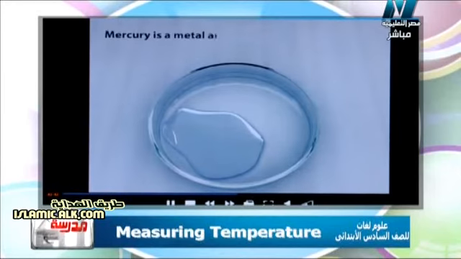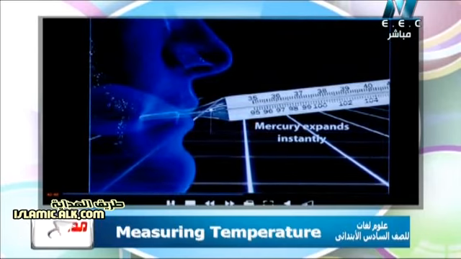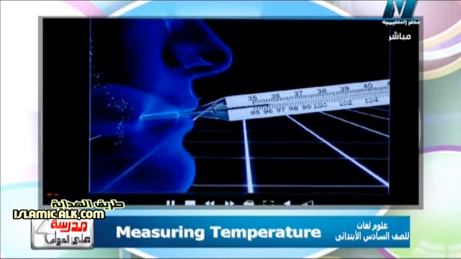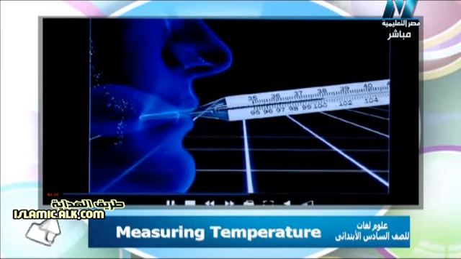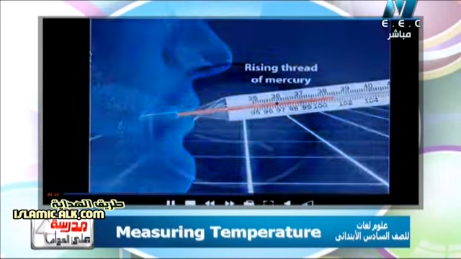Number one, or the first reason: mercury is a metal and thus it's a good conductor of heat. Being a good conductor of heat means it senses heat very quickly, so it expands quickly, and I can measure the temperature very fast. Okay? So again, mercury is a metal that is a good expanding material.